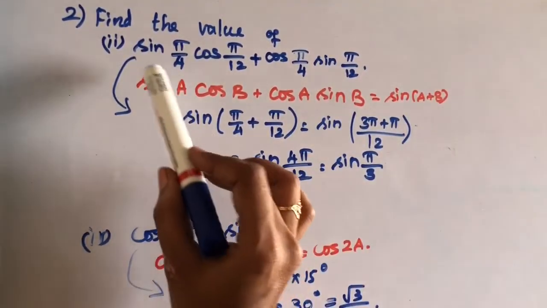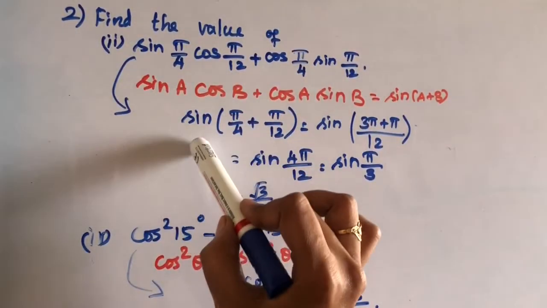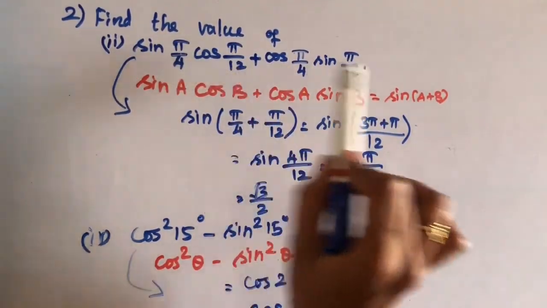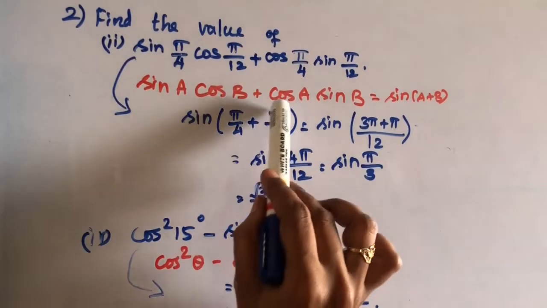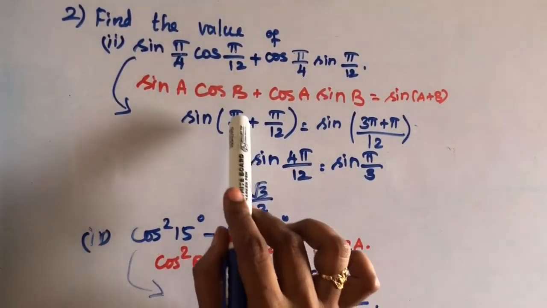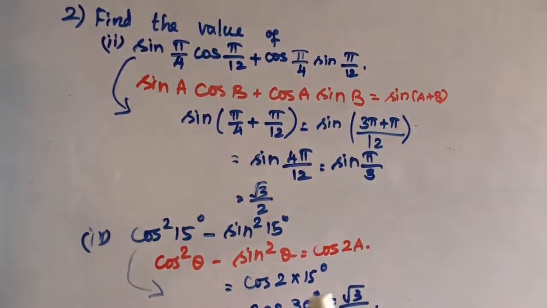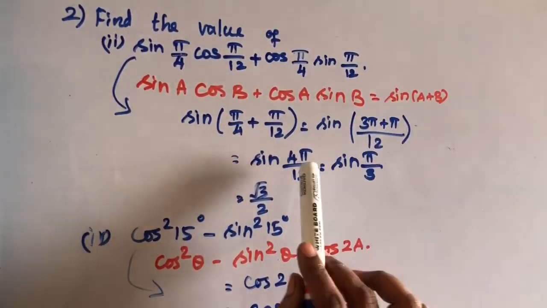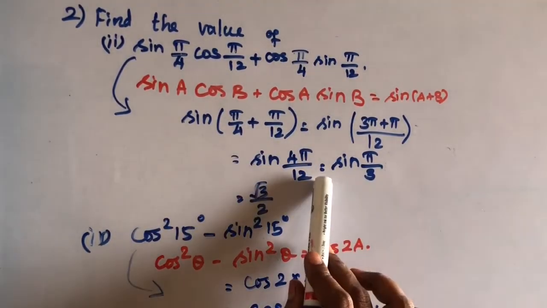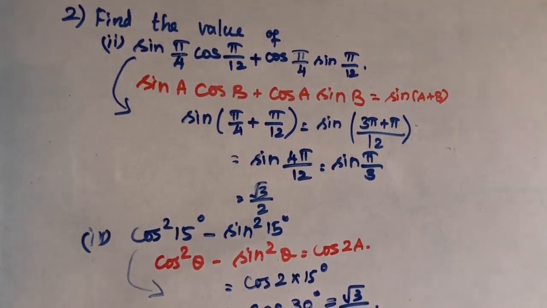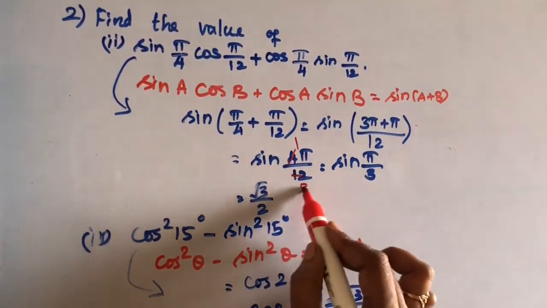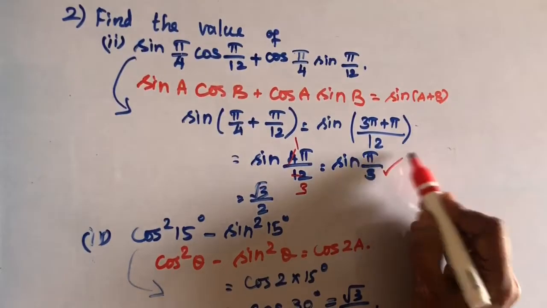Okay, so we can write this expression as sin(A plus B), with pi by 4 as A and pi by 12 as B. So sin(pi by 4 plus pi by 12). You can take 12 as LCM. So (3 pi plus pi) divided by 12. 3 pi plus pi is equal to 4 pi. So sin(4 pi by 12). While simplifying, 1 4 is 4, 3 4s are 12. So it is sin(pi by 3).